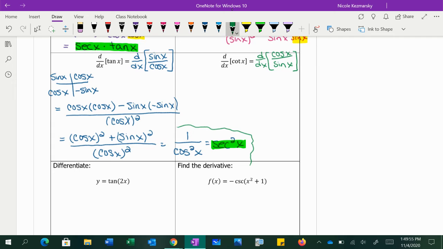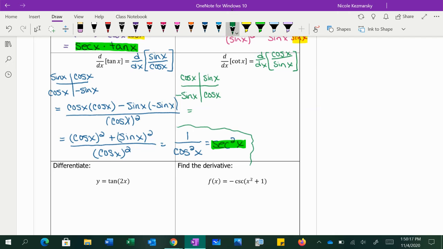And so that's again a quotient. So we'll start our quotient rule. Cosine of x in the upper left, sine of x in the upper right. The derivative of cosine is negative sine of x. The derivative of sine of x is cosine of x. And so then we set up our derivative.